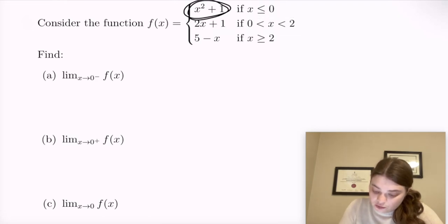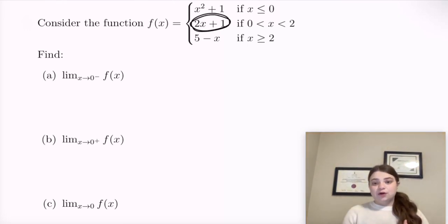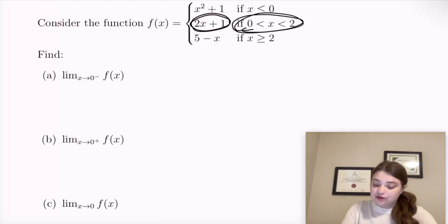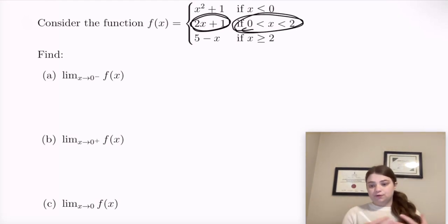So what that means is that if it was from the right, we actually would use this equation because although 0 isn't technically part of this interval, if we're approaching 0, getting closer and closer and closer to 0, everything even slightly above 0, like 0.00001, is in this interval. So if it was 0 from the right, we actually would use this interval here, because although this interval doesn't include 0, it still approaches 0 from the right.